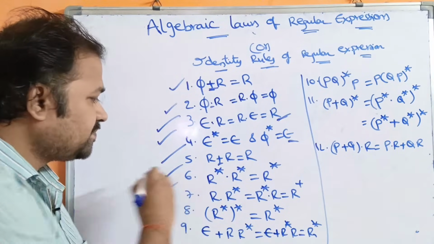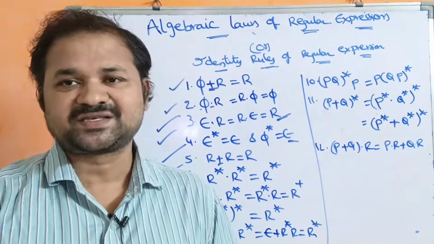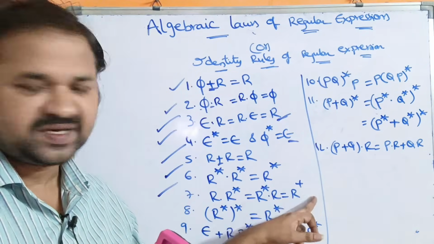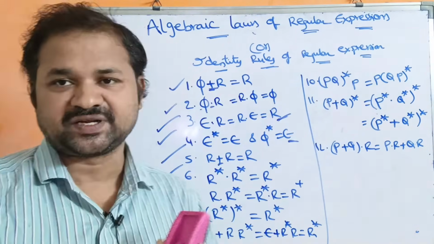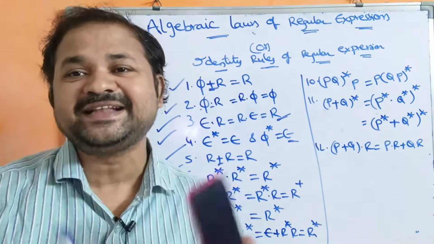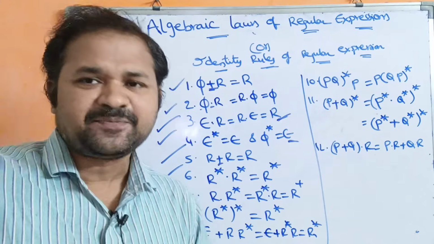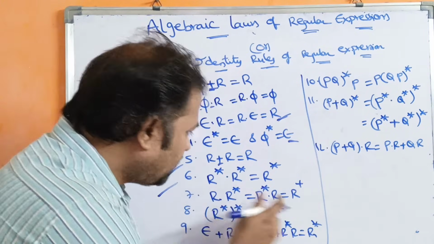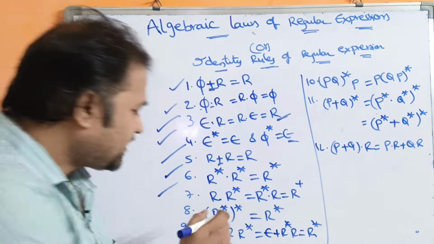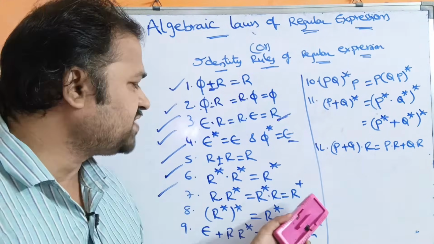Okay. Next one, r into r star is equal to r star into r is equal to r plus. We know the difference between Kleene closure and positive closure. This is positive closure, whereas star is called Kleene closure. Kleene closure contains epsilon also, whereas positive closure doesn't contain epsilon. So if we perform concatenation on r and r star, then we don't get any epsilon. R plus means it doesn't contain any epsilon. So that's why the result is r plus.